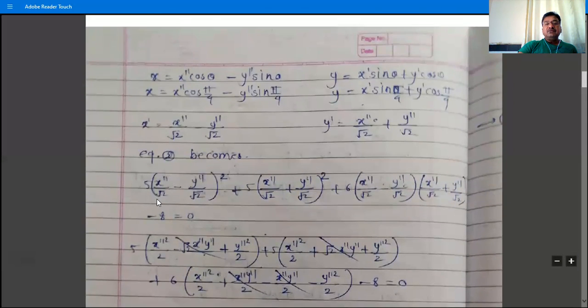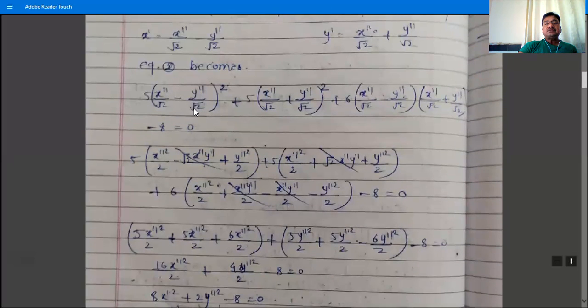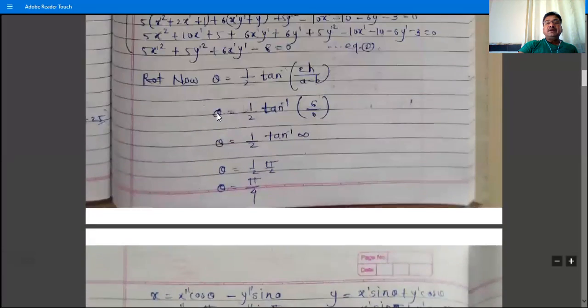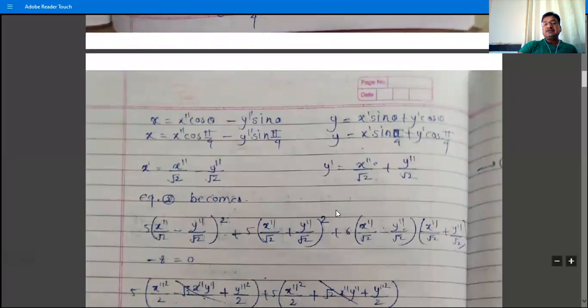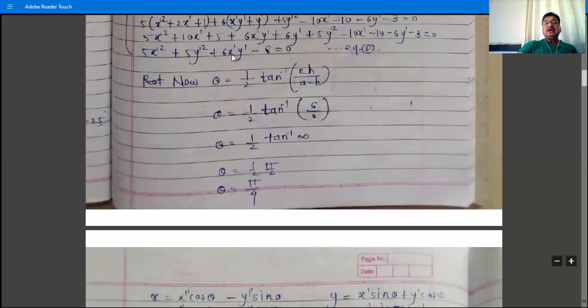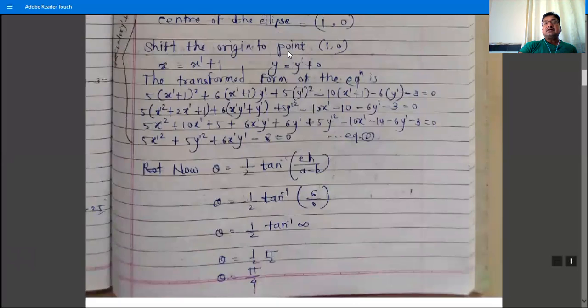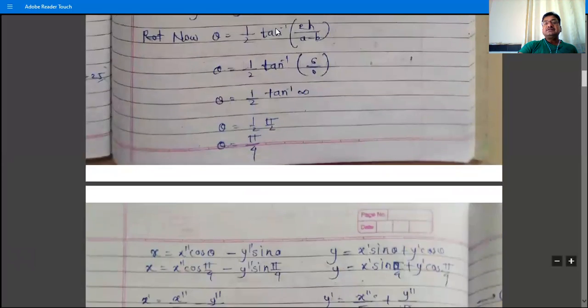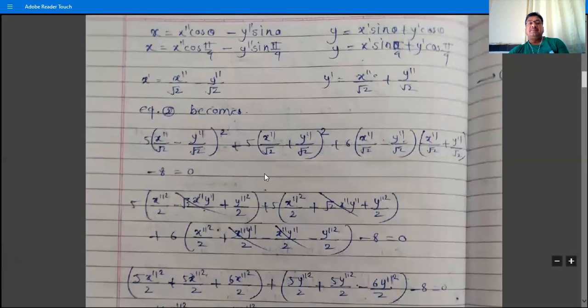So we have 5 times (x double dash by root 2 minus y double dash by root 2) whole square, plus 5 times (x double dash by root 2 plus y double dash by root 2) whole square, plus 6 times x dash into y dash. So x dash is this value and y dash is this value, minus 8 is equal to 0. So this is the transform form after rotation through an angle theta is equal to pi by 4.